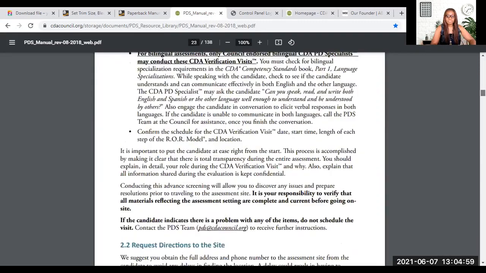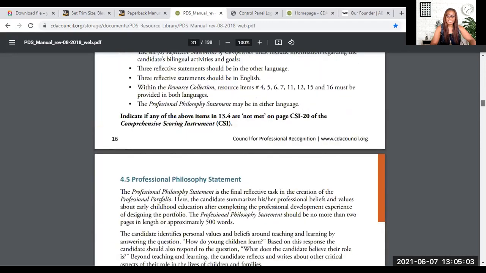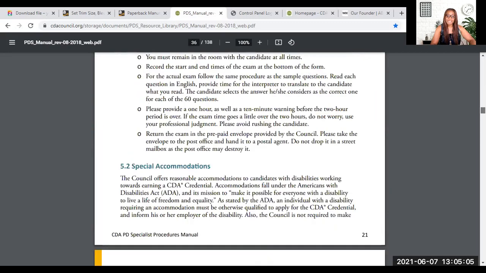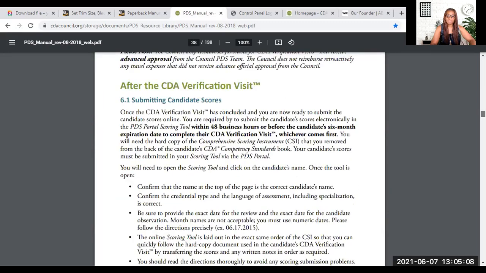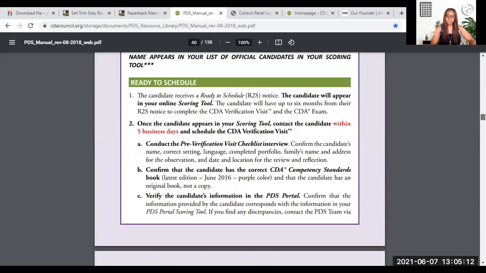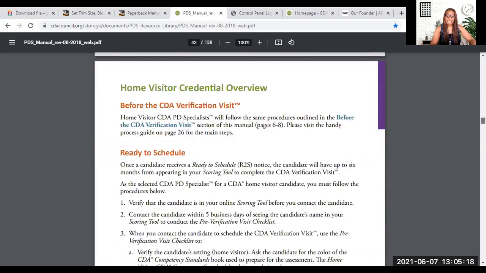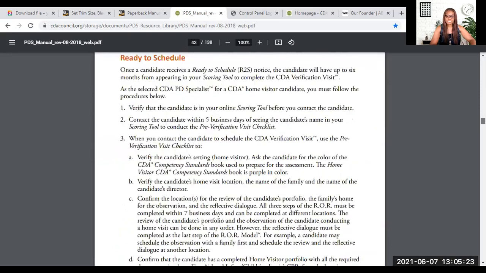So please don't be alarmed when your PDS is asking you questions that don't pertain to what you do, because a lot of times candidates assume that the verification visit is just about them and what they're actually doing with the boys and girls. It is, however, we're observing the program as a whole. So a lot of times we'll ask questions about the environment. So that's the first page.